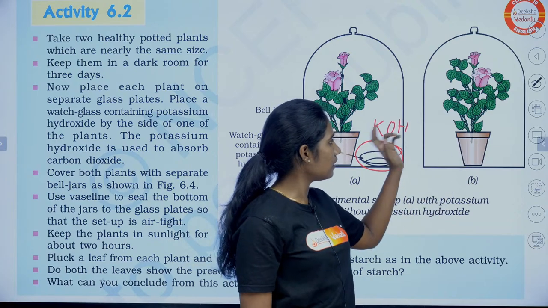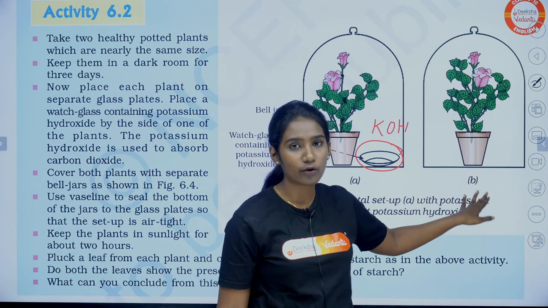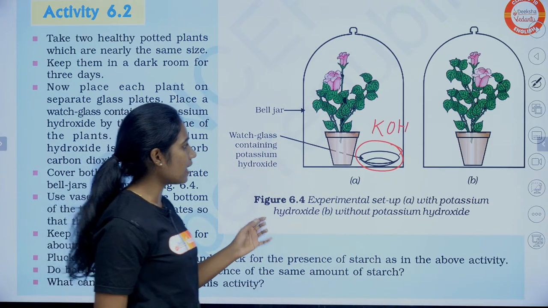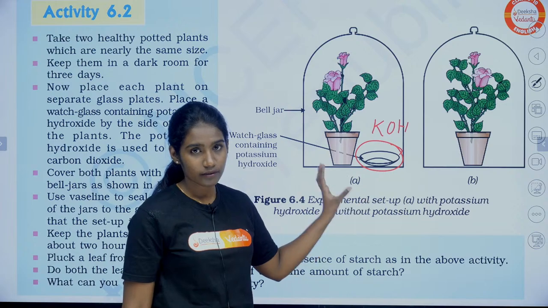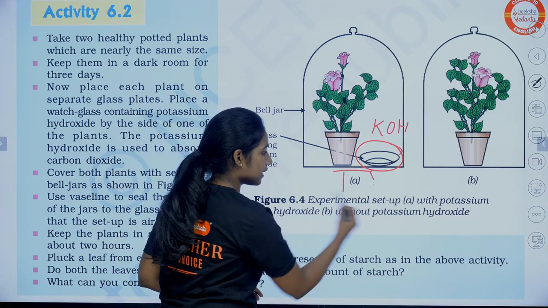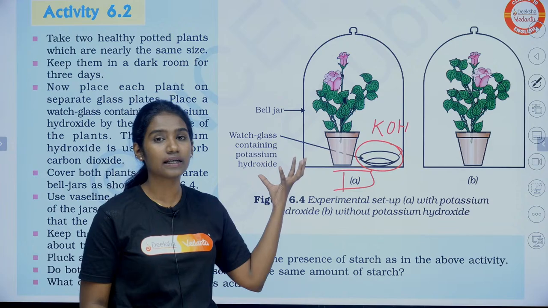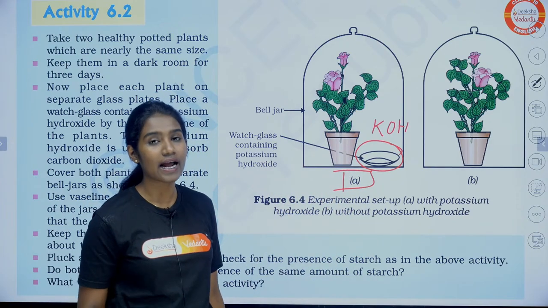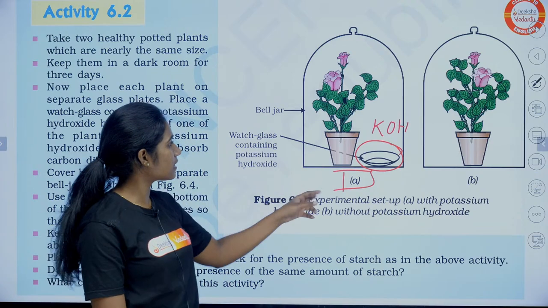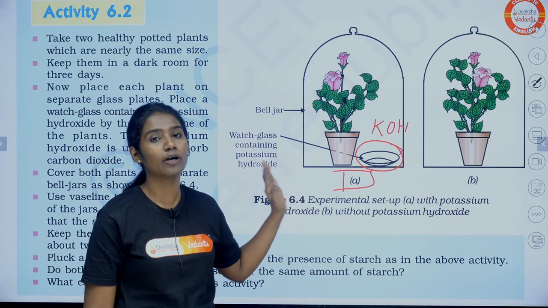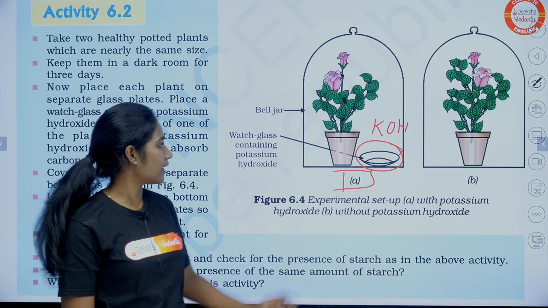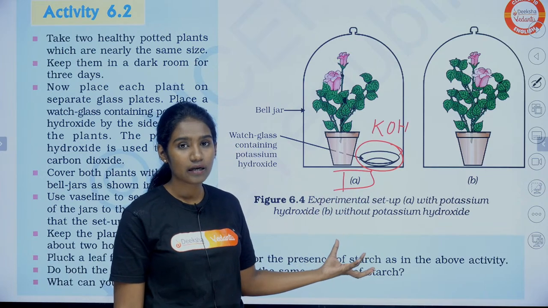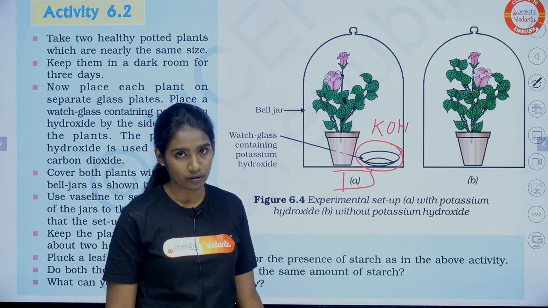In order to make it carbon dioxide free, they are doing this. And in the next condition, over here, there is no KOH kept. Now what is happening is that the KOH present in the first condition has the capacity to capture carbon dioxide. The KOH captures carbon dioxide and carbonate is formed, because of which in this first condition the carbon dioxide will not be available. So you might get questions like this: what is the function of KOH? Why is it used in this experiment? It is to absorb all the carbon dioxide.